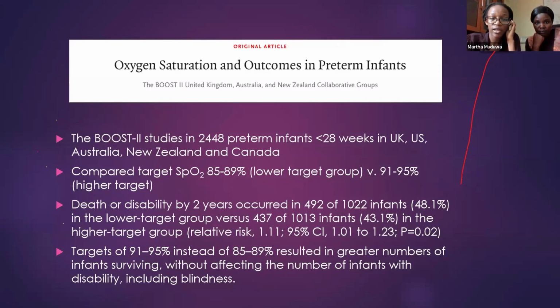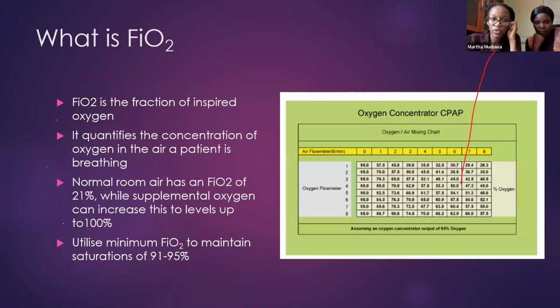So it was found to be safe. So that's the target that we go for. So just to explain a bit what FiO2 is, it's the fraction of inspired oxygen. Like I mentioned, with our Diamedica machines, we aim for a total of 8. So that's the mixture of oxygen and air should be at a total of 8.